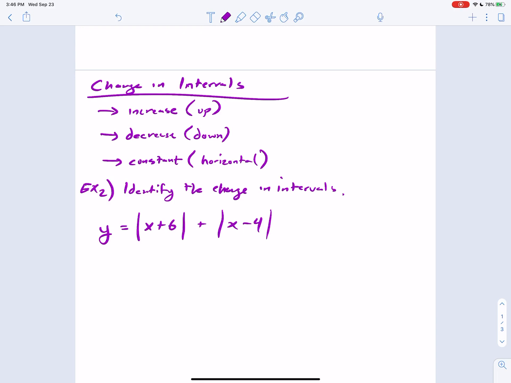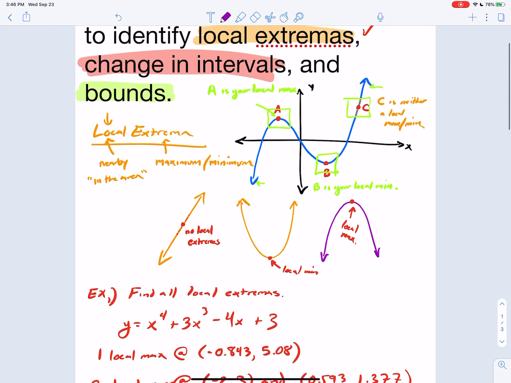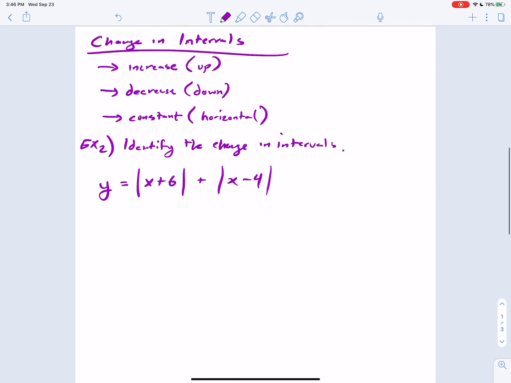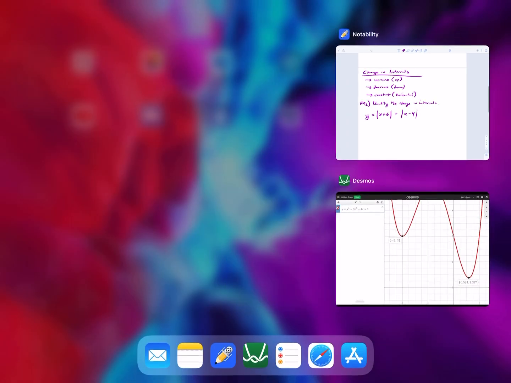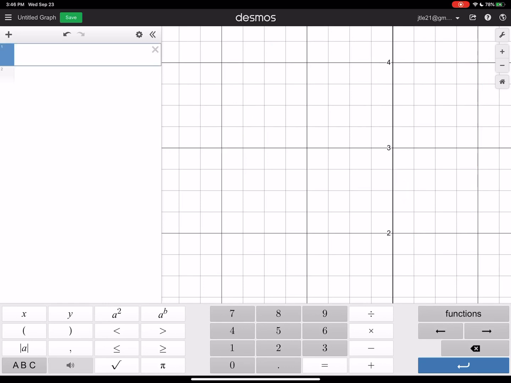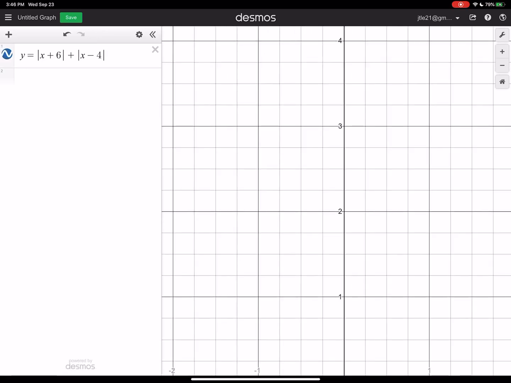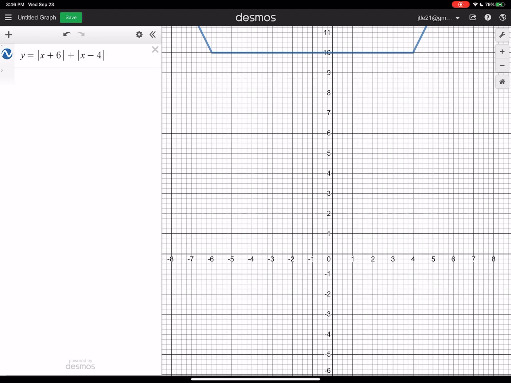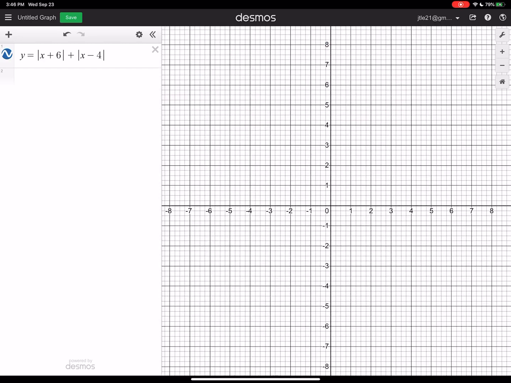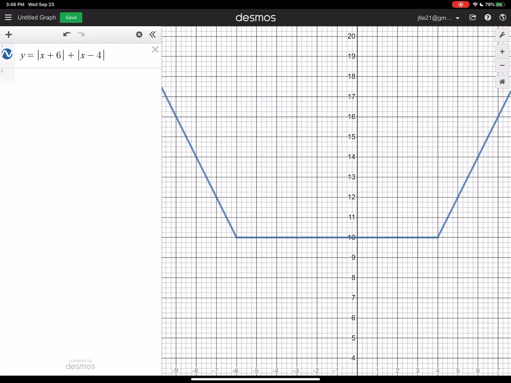So here we're going to resort to, just like how we found local extremas, it's easier if we have a picture. So we're going to go ahead and graph this. So here we go. We have y equals the absolute value of x plus 6, okay, plus the absolute value of x minus 4. Okay. Now, if you don't see a picture, you might have to zoom out a little bit. There we go. So sometimes it's hidden. You kind of have to look around for it, okay?